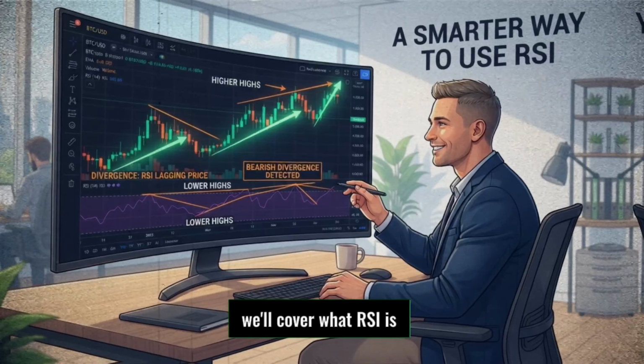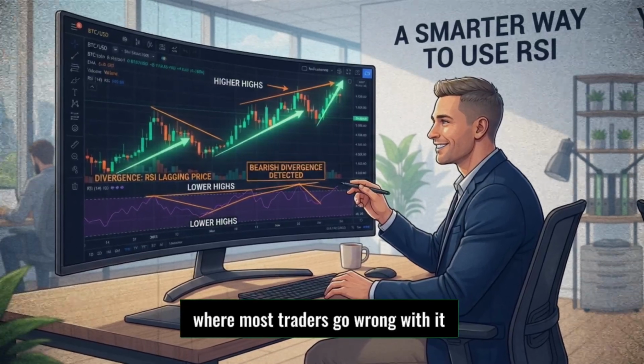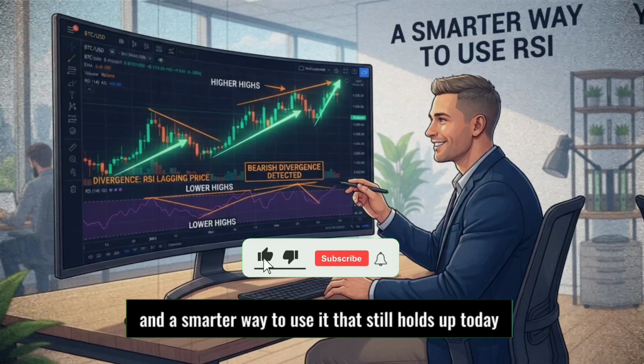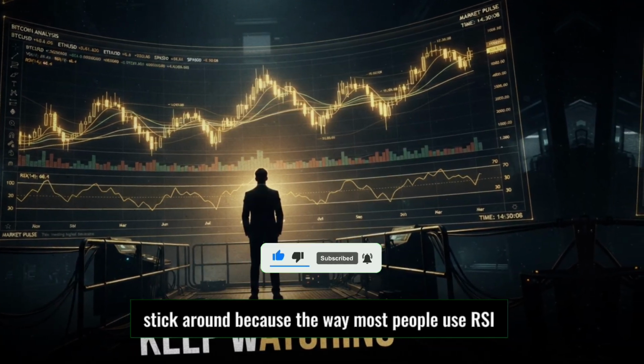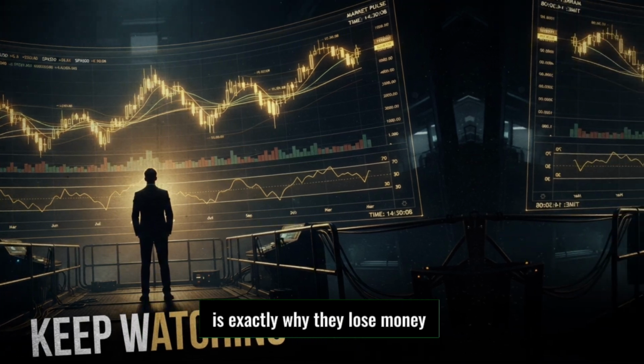We'll cover what RSI is, where most traders go wrong with it, and a smarter way to use it that still holds up today. Stick around, because the way most people use RSI is exactly why they lose money.